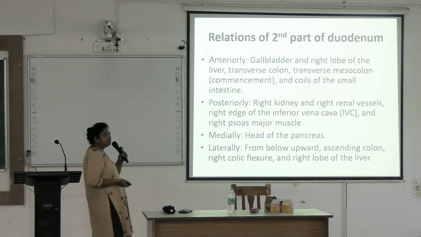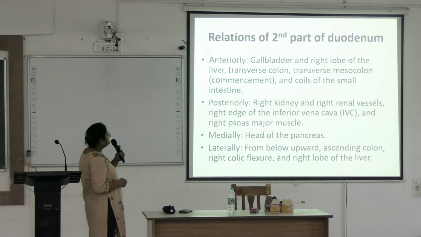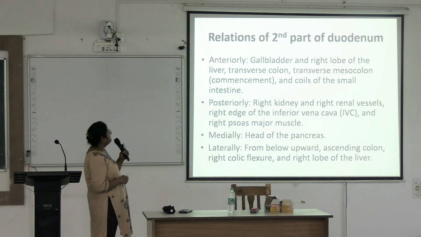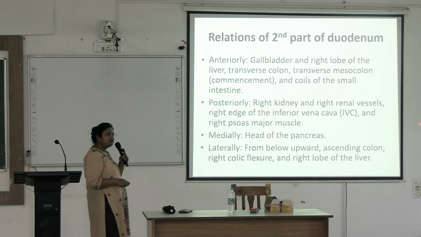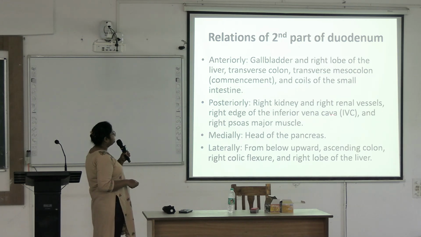Next, we are going to the second part of the duodenum. Anteriorly lies the gallbladder and right lobe of the liver, transverse colon, transverse mesocolon commencement, and coils of the small intestine. Posteriorly lies the right kidney and right renal vessels, and right edge of the inferior vena cava and right psoas major muscle. Medially lies the head of the pancreas, laterally from below upward, ascending colon, right colic flexure, and right lobe of the liver.